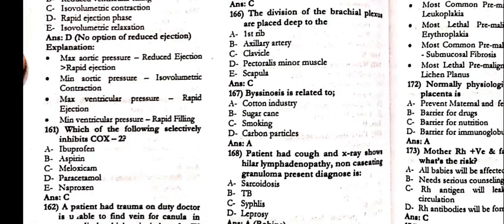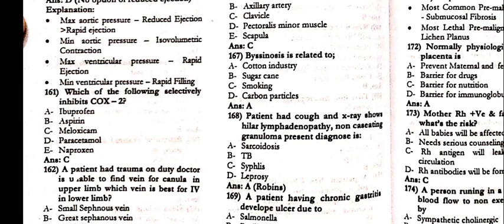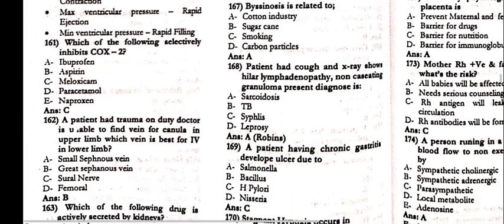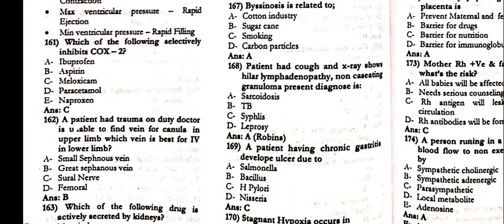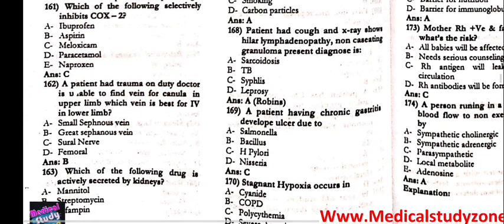Which of the following selectively inhibits the COX-2? Meloxicam. Patient had the trauma on the duty. Doctor is unable to find vein for the cannula in the upper limb. Which vein is best for the IV in the lower limb? That is definitely the great saphenous vein.